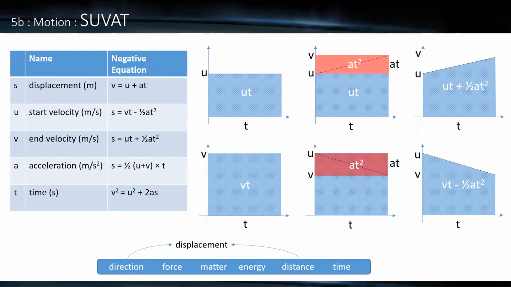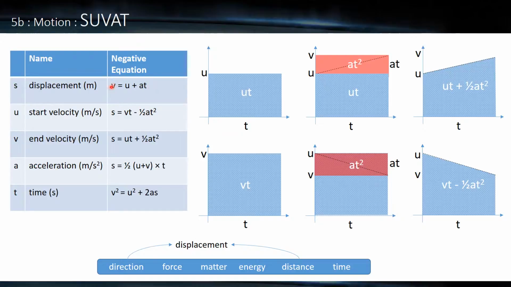Now we move on to the SUVAT equations. So it gets its name from the standard sequence of abbreviations down here. So S is displacement, which we've just been talking about. U is start velocity, V is end velocity, A is acceleration, T is time. Now we have 5 equations here. Now, perhaps slightly confusingly, but hopefully it will make sense later, these are the negative equations. So they're the equations that don't feature the quantity on the left.